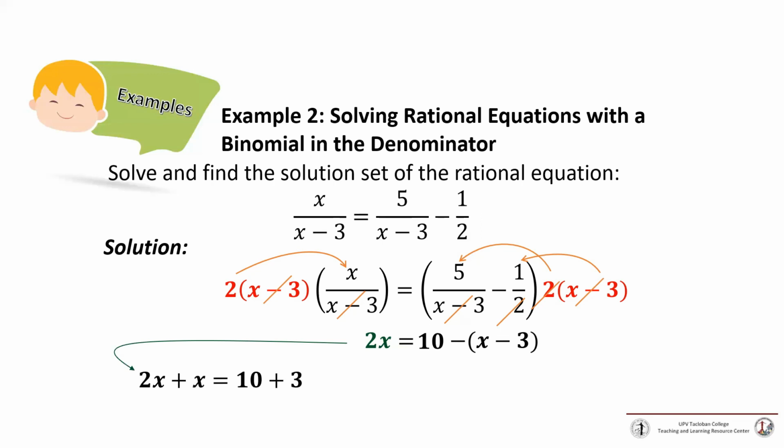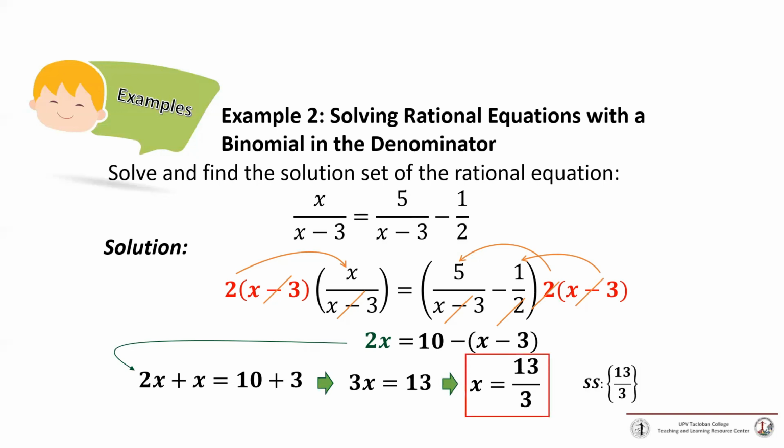We have 2x plus x. We just combine like terms. So 2x plus x is equal to 10 plus 3. This becomes 3x is equal to 13. And then x is equal to 13 over 3. How did we get this? We got this by multiplying 3x is equal to 13 by 1/3, or by dividing it by 3. So x is equal to 13 over 3, and we have the solution set 13 over 3.